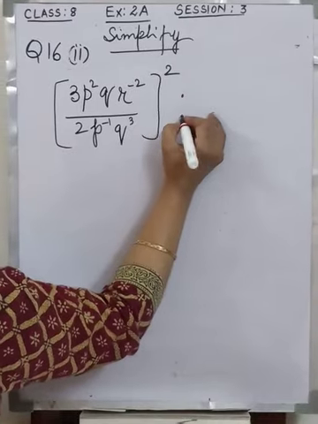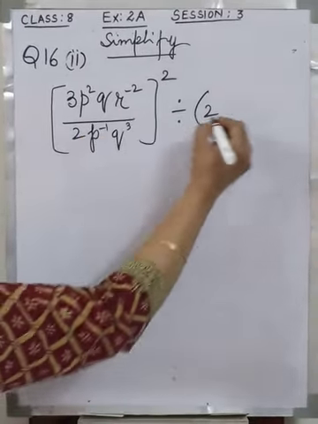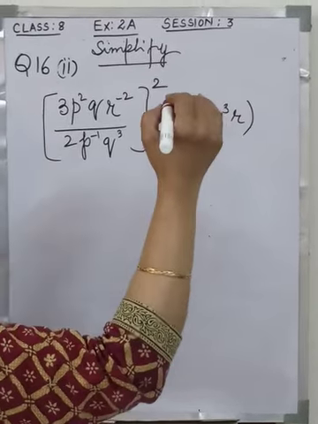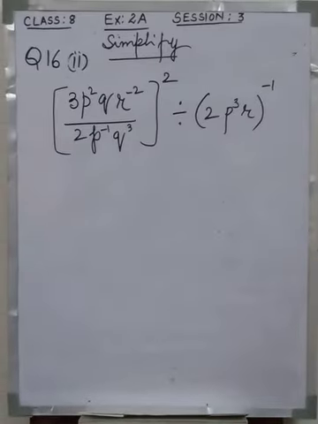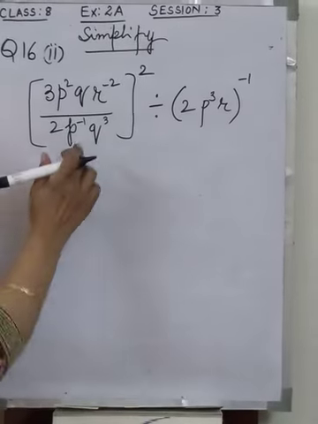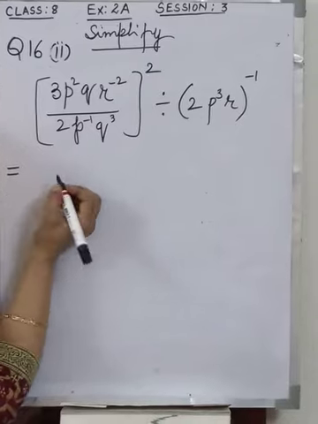divided by 2 pqr whole to the power minus 1. This is the expression given to us. First we will solve this expression, and then we will continue with the division.